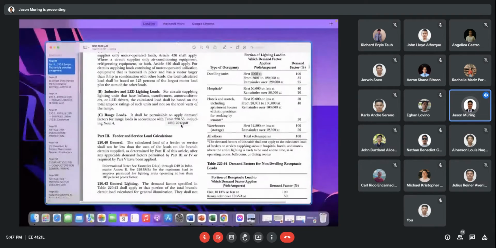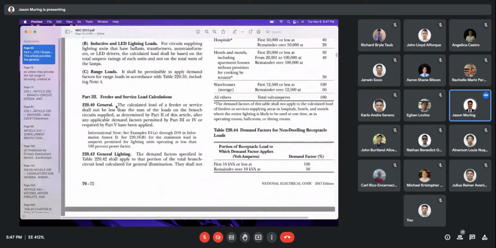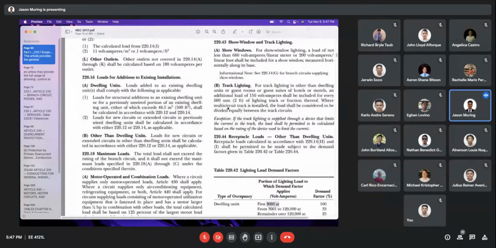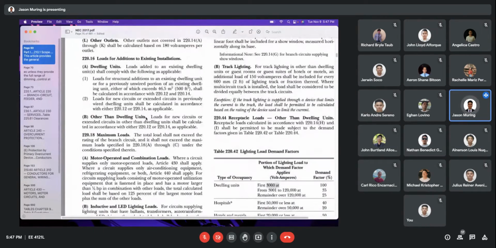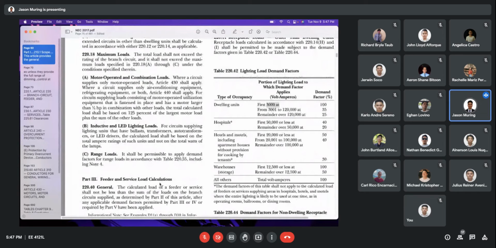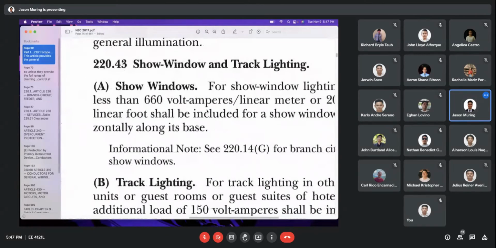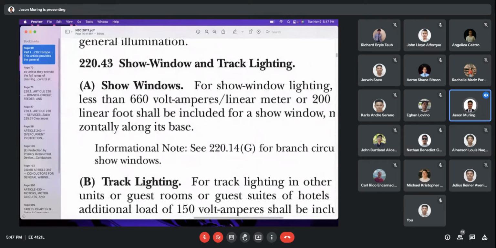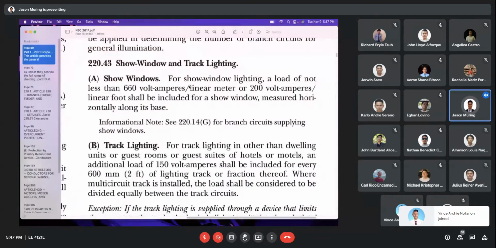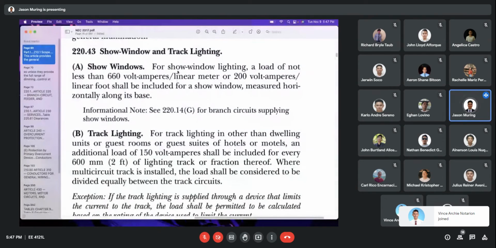And for the fixed appliance, if you start from here, this is the start of the calculation. We see here, this is for the general lighting section. This is not limited to dwelling units, so it could be any spaces. That's why we also have here show window, or track lighting, which is not usually present in dwelling units. Okay, it is usually included in the design of commercial buildings. So if you have this design, you have to consider that these are also the requirements for show windows.